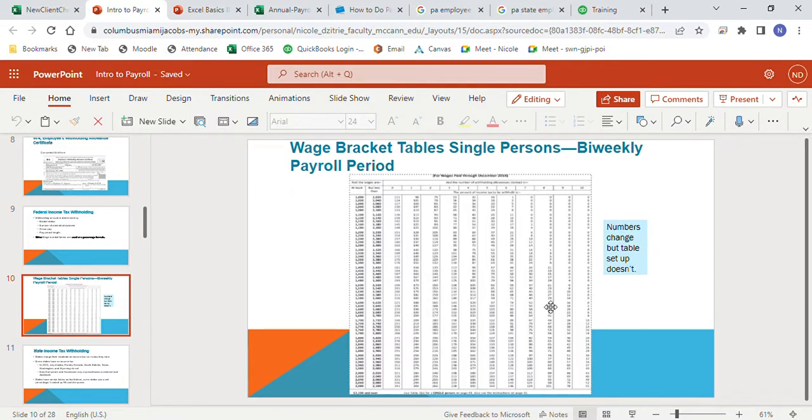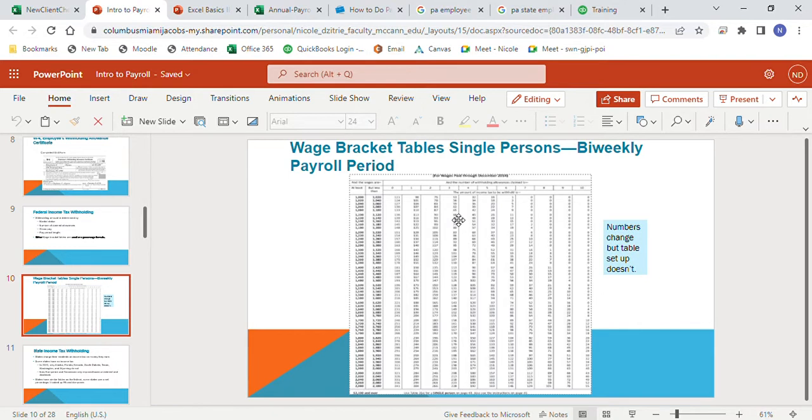This is an example of the bracket table. This is from years ago, but I just wrote here the numbers changed, but the table setup doesn't. So I don't even know if you can read this because it's so small, but it's telling you what the employee's pay is within a weekly period. This is biweekly. So what is their pay amount biweekly? And then you would just scroll across and look at how many allowances they are claiming when they filled out the W-4.